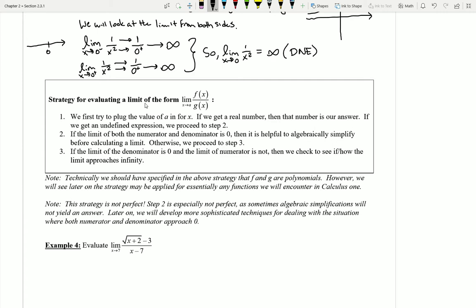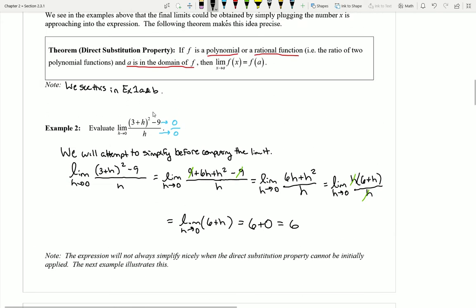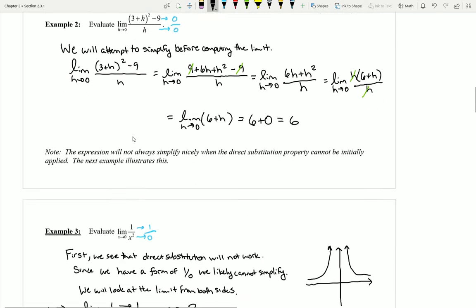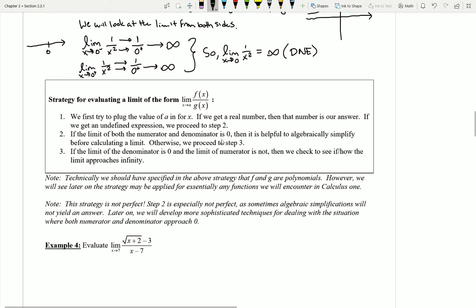And these are strategies for evaluating limits of the form of something over something, whether that's something like 1 over an x squared or something more complicated like what we saw in example 2. Now, we can see here that typically our first step is to try to plug in the value of a. And if we get a real number, then obviously that's our answer. Again, this is specifically if we have a rational function of this particular form. If the limit of the numerator and the denominator is 0, then we might be able to simplify.